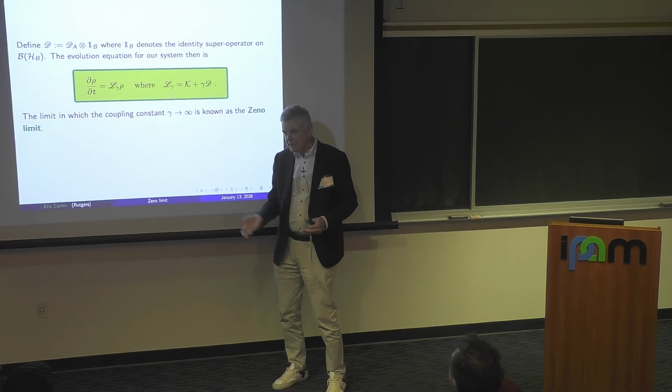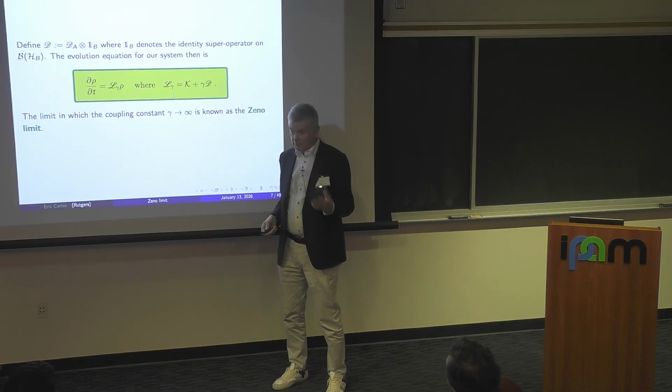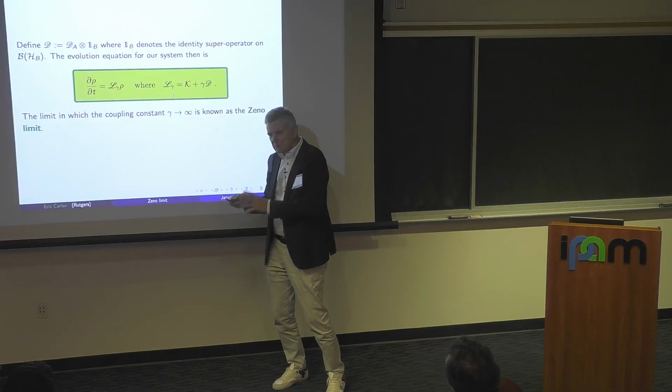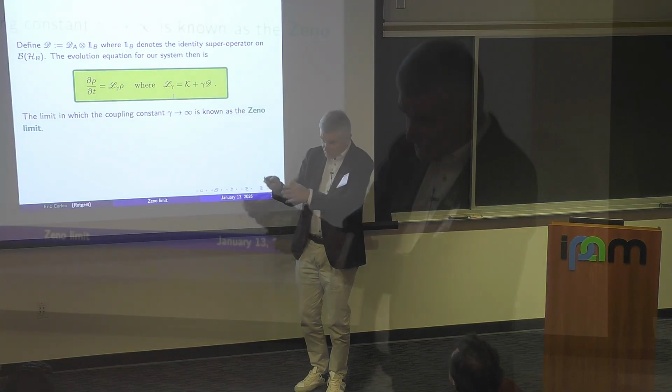And so gamma is the ratio of these two time scales. Okay? So we're looking at things in the limit where the heat bath is acting much, much, much faster than the coherent evolution. That's the Zeno limit.